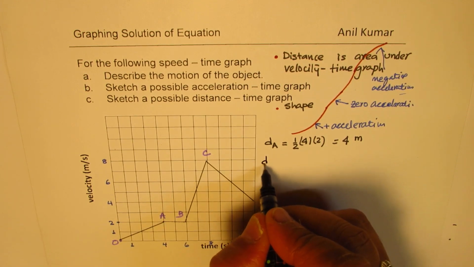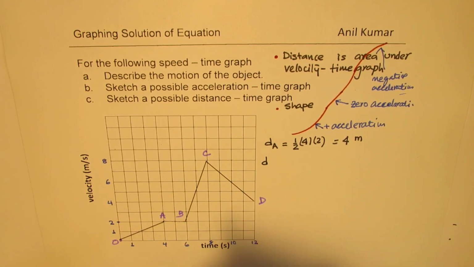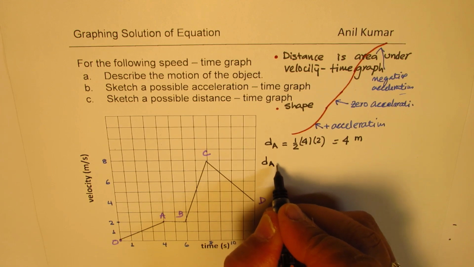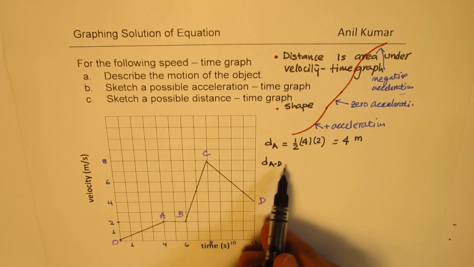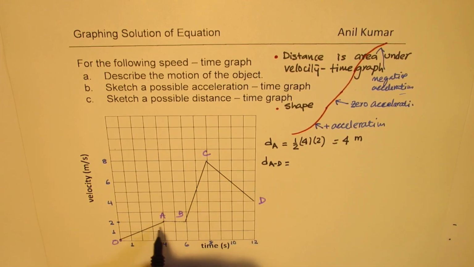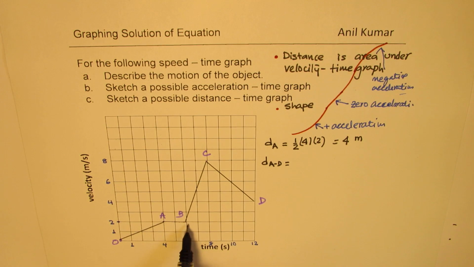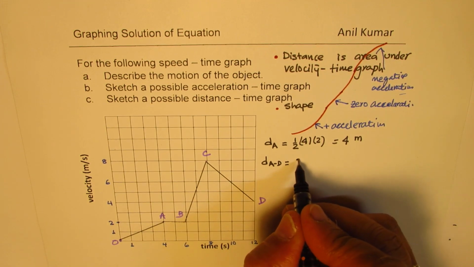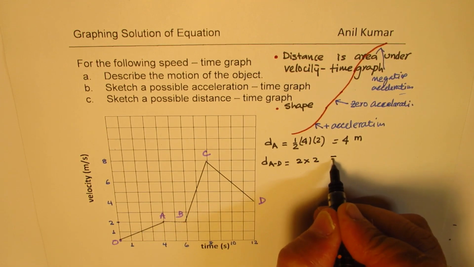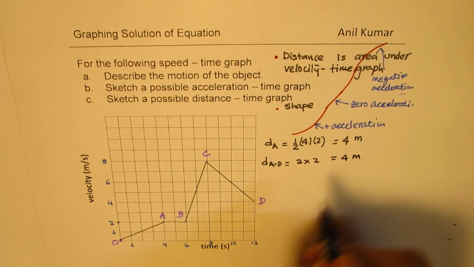Now from A to D, we'll add from A to D, right? So we are now saying up to D. From A to D, we add an area which is equal to these 4 squares, right? So it is 2 by 2. So basically it is 2 by 2. So we are adding 4 units.